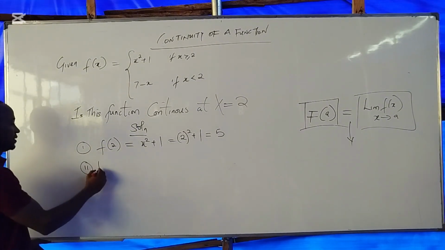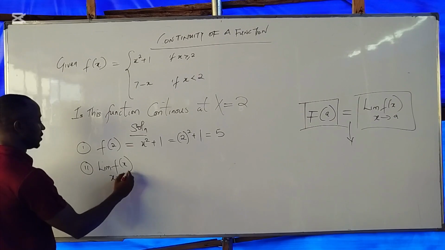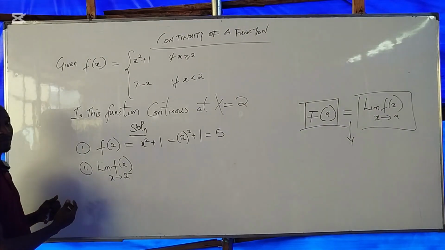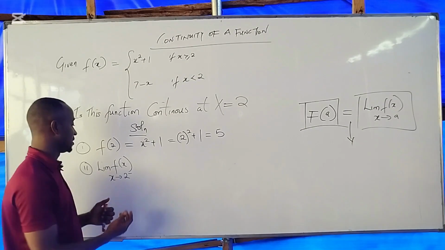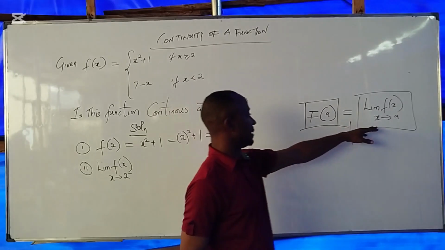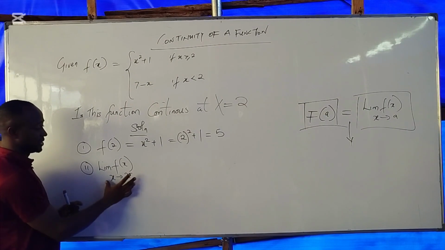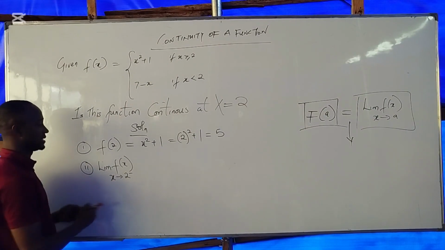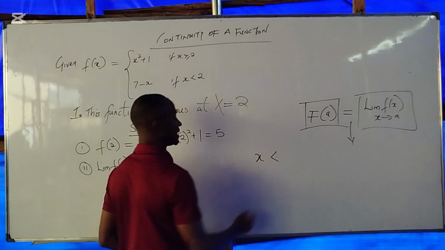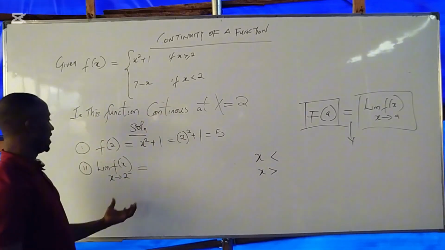The second is to check if the limit of f of x as x approaches 2 on the left hand side exists. We're going to look for the left hand side, then look for the right hand side. When both of them are equal, that means the limit of f of x as x approaches a exists, right? Okay. The limit of f of x as x approaches 2 minus simply means on the left hand side. When you hear the words left hand side, it simply means that x is less than. The words right hand side mean x is greater than.